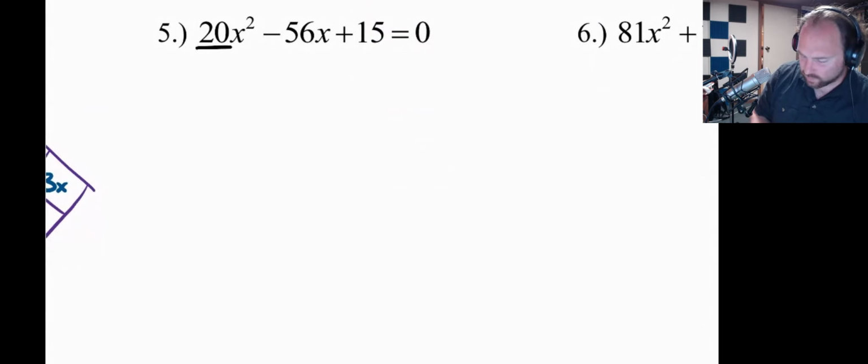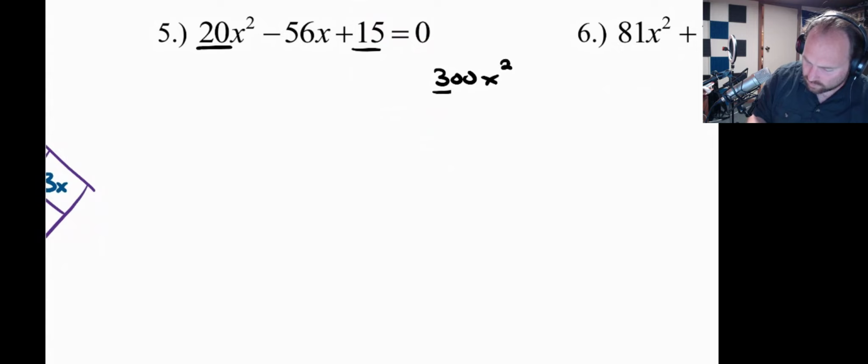So you start with 20x squared times 15, which in this case, I got to use a calculator because I do not know 20 times 15. Hang on. Do I need a calculator for this? While I'm calculating, let's see if I can think about what it is in my head. Is it 300? 300. So I'm looking for something that multiplies to 300x squared, but adds to negative 56.